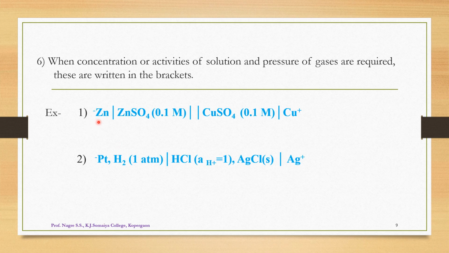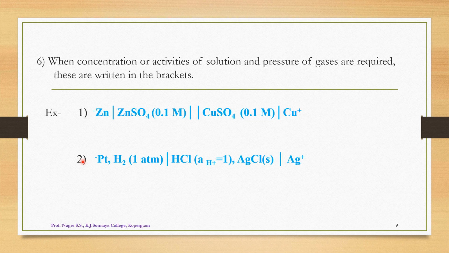For example, the first simple example for a cell is here. Zn, vertical line, ZnSO4. The activity of this zinc sulfate is 0.1 molar. Double vertical line, CuSO4, whose activity of this solution is 0.1 molar, vertical line, Cu. So if we want to represent the activity of a solution, we can represent that activity in brackets.